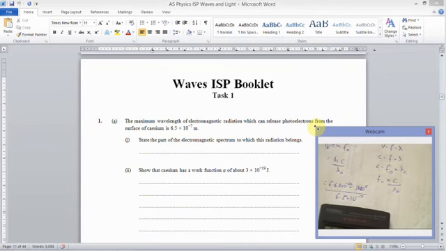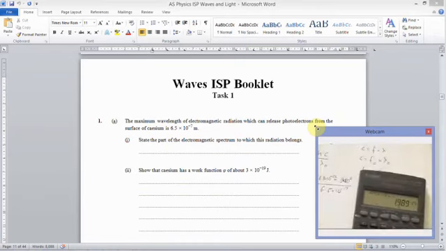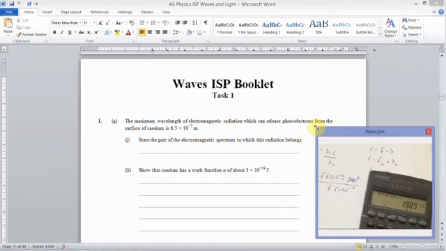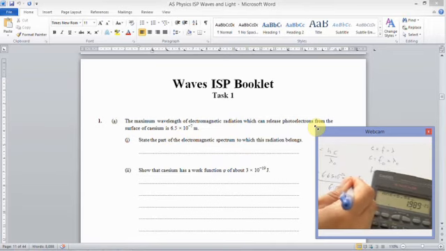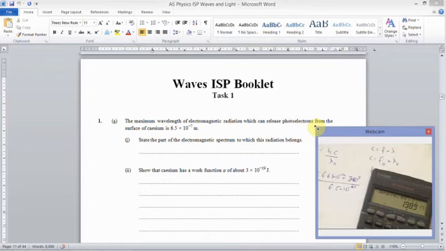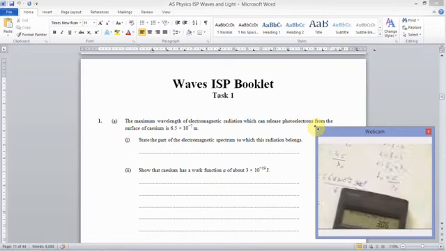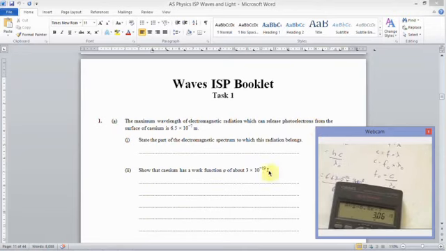Right, so 6.63 times 10⁻³⁴ times 3 times 10⁸. So that's my top line. I'm going to divide that by 6.5, then EXP. I think it's 7, not 17. I've written 17 here. It's supposed to be -7, sorry. Okay, so I end up with 3.06 times 10⁻¹⁹, which we can see is pretty close to our answer. Nice question to get.